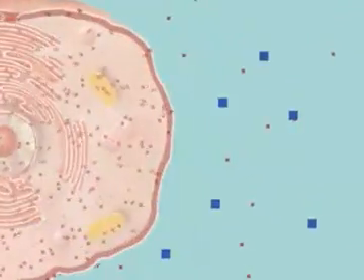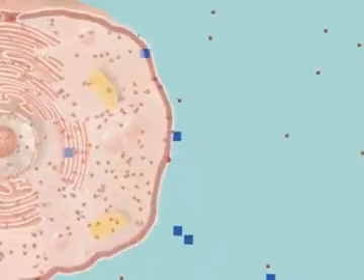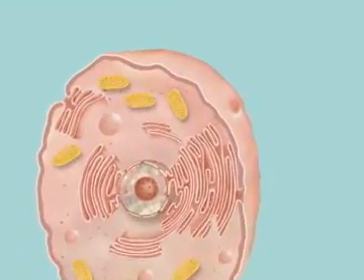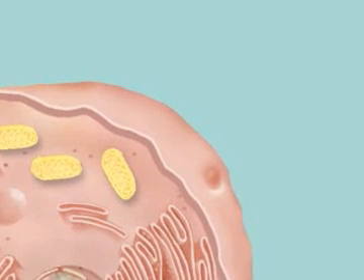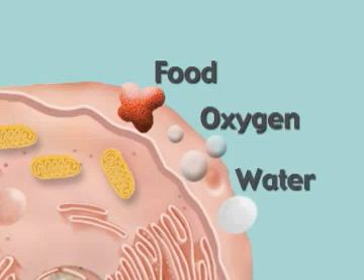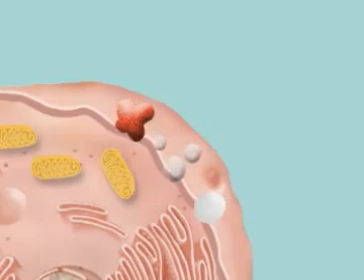One third of the energy made by a cell is used for active transport. The energy required for transport is supplied by the mitochondria. Mitochondria need food, oxygen, and water to produce this energy. The waste product of this process is carbon dioxide.